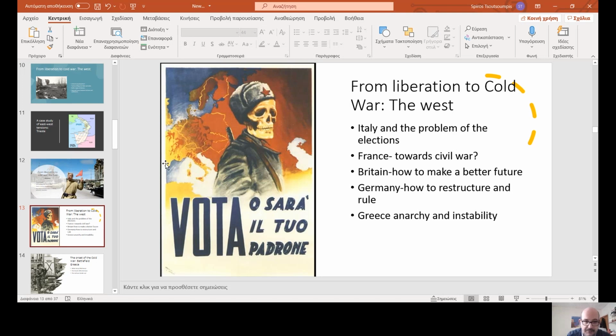So in the Italian national elections, there is a very big propaganda campaign, funded by the Americans and the British, that warns the Italians that if they vote Communist Party, they vote for Soviet rule. As you can see in this picture, it says "Vota o sarai tuo padrone," which means, here you see the skeleton in the Red Army uniform, and this translates as "vote, or this will be your boss." So there is this problem, right?